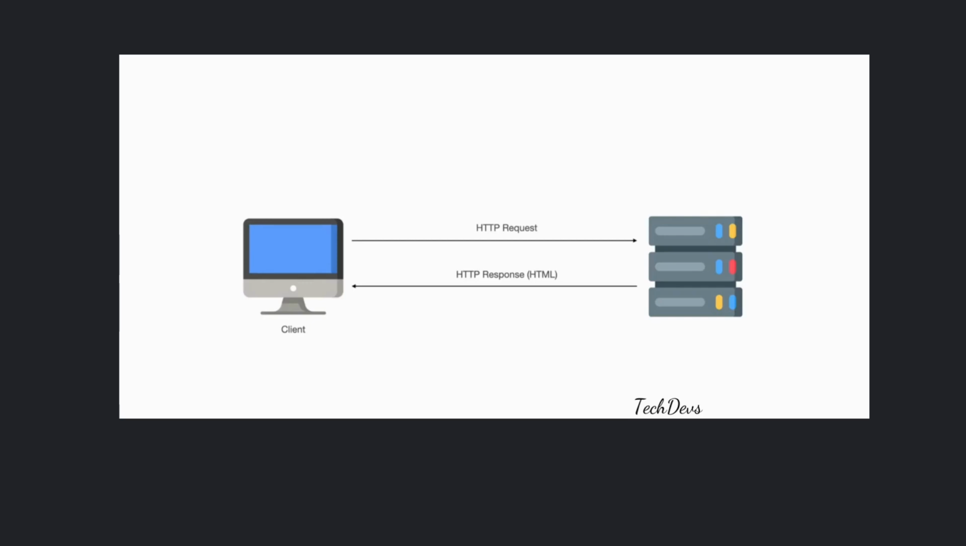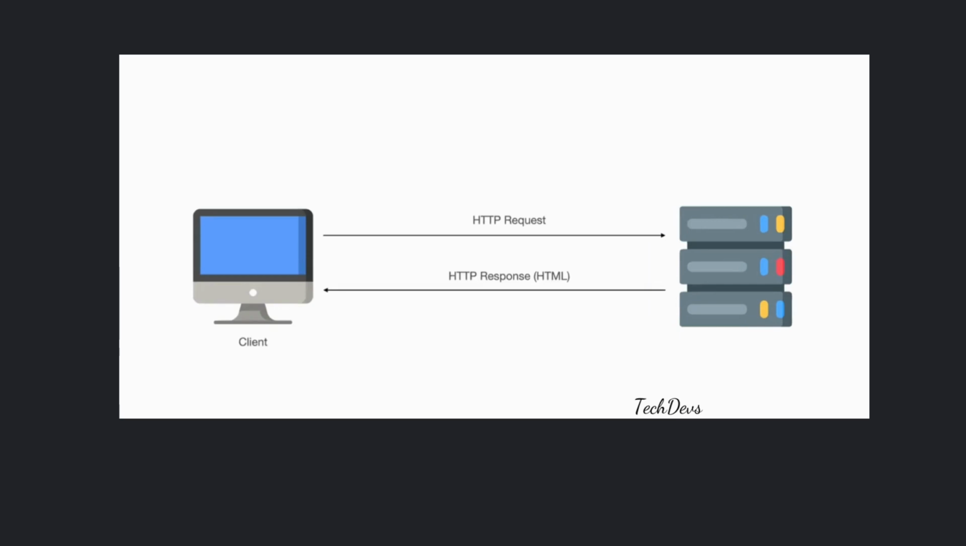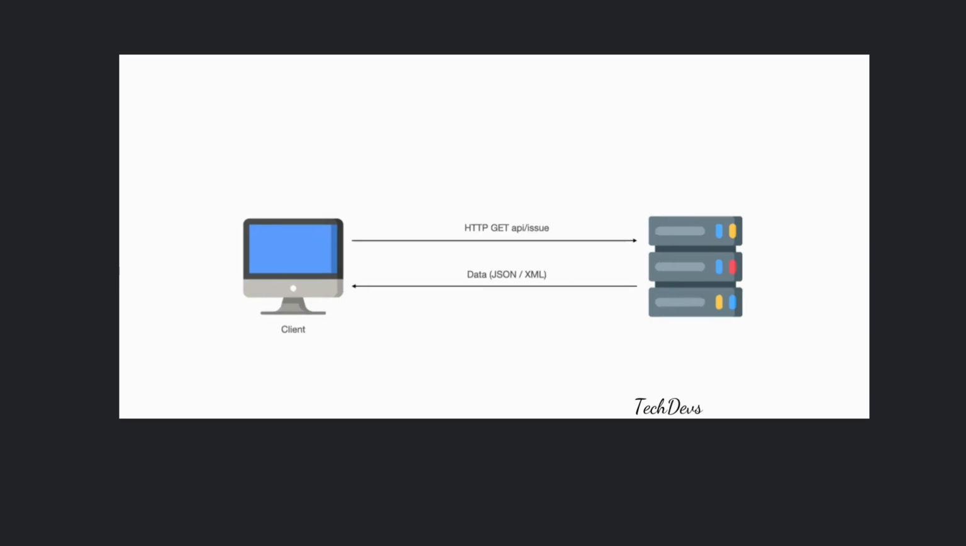HTTP is a protocol that is mostly used for serving web content. When we try to access a website, for instance, we make an HTTP request to a server, and the server sends back HTML content. With a web API, you request a resource on a server. Instead of getting HTML from the server, you will get data in JSON or XML.